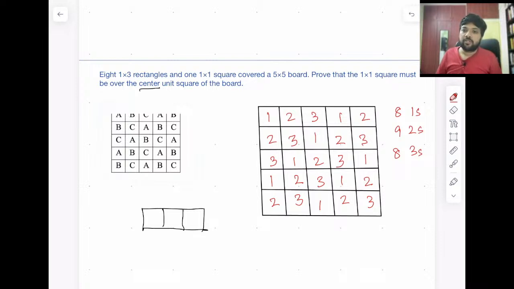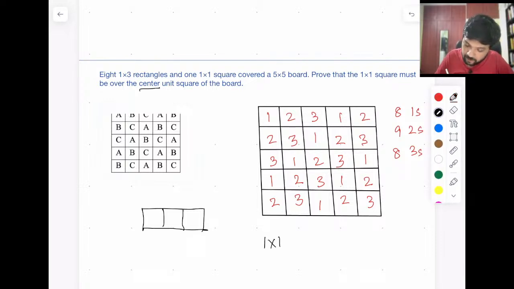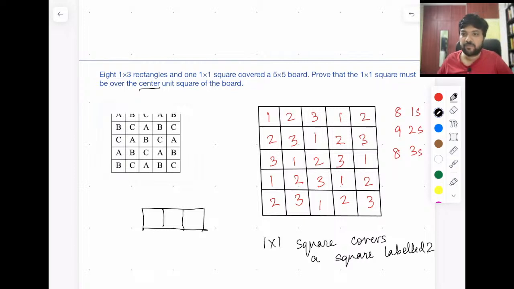Okay. So very clearly you see that if you are covering with the 1 cross 1 square, that 1 cross 1 square must be sitting on a 2. In other words, it must be covering a square labeled 2.